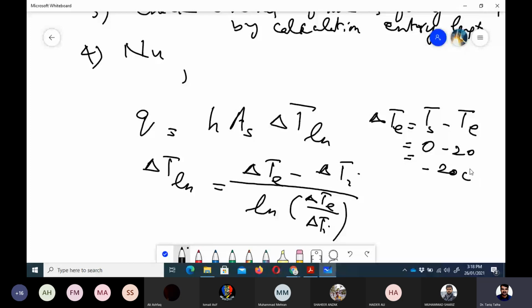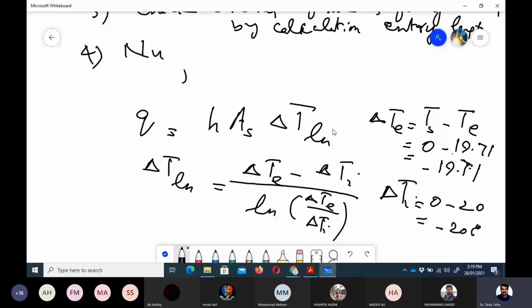no, not 20, it should be 19.71, because Te is 19.71. So it comes out to be minus 19.71. And delta Ti is equal to 0 minus 20, which is Ts minus Ti, and it is minus 20 degrees centigrade. So if I put in the values, then I can get the value of delta T log, and accordingly I can get the value of Q from here.